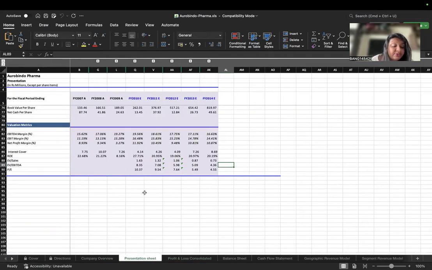Total income climbs from rupees 21,229 million in the first year, 2007.